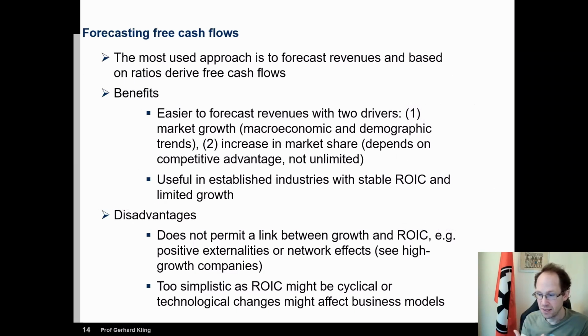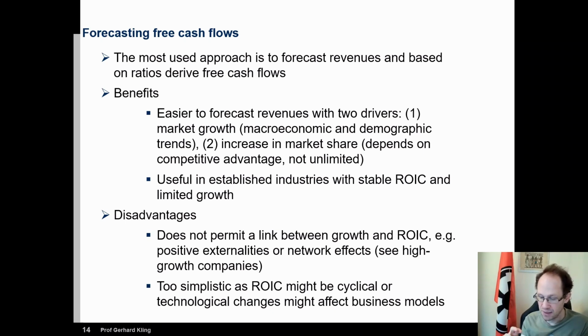So to summarize, the benefits are clear. It's much easier to forecast revenues. I can do it fundamentally based on two main drivers. You can increase your revenue if the market as a whole grows, so this depends on macroeconomic conditions, demographic effects, and so on. Or if you change your market share, and this depends on your competitive advantage. Again, there are always limits and issues with all of that.